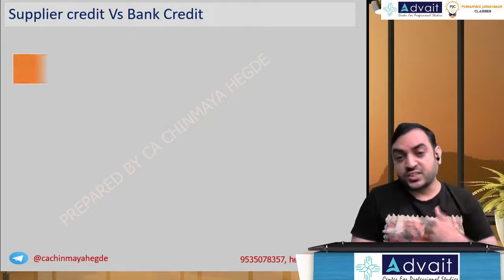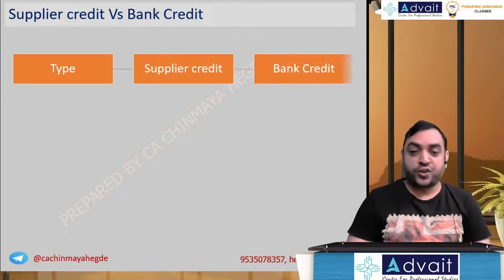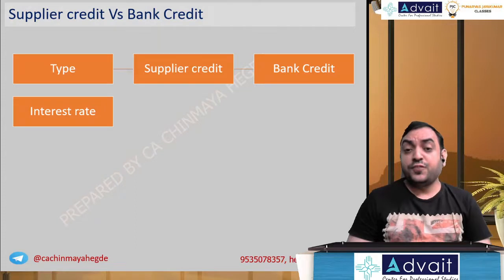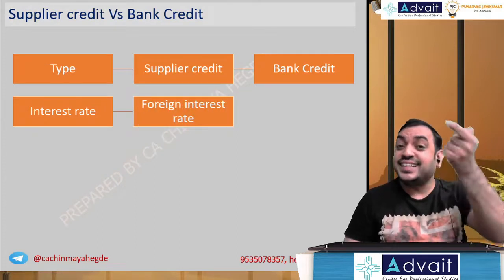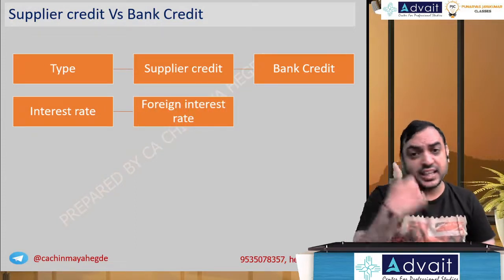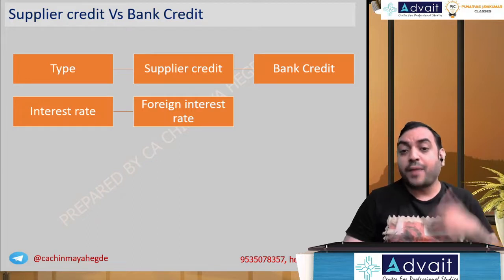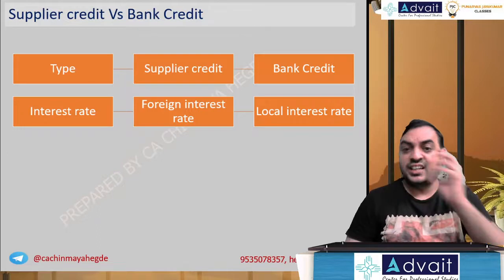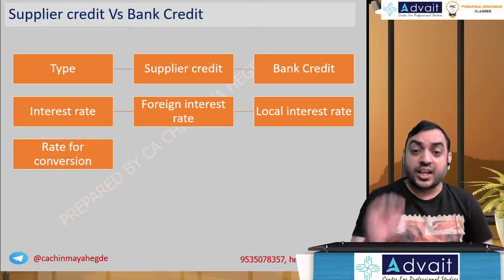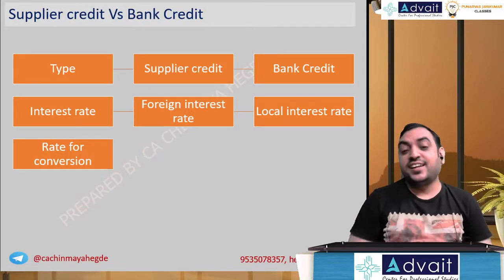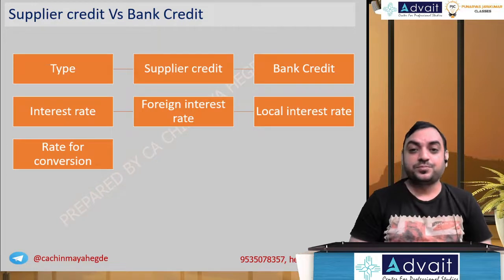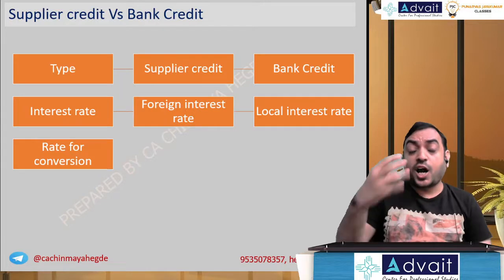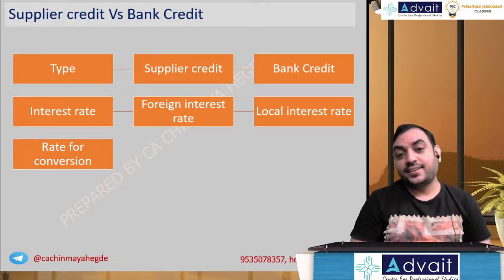What are the cash flows involved? Let me quickly summarize the chart for you. Supplier credit: if you use it, you are using his interest rate. He might charge you interest. That is like the foreign interest rate. Bank credit: you are using the local bank, like an overdraft. So you are paying the local interest rate. The conversion rate, which will you use? That's a very interesting situation. Are you using the spot rate or the forward rate?